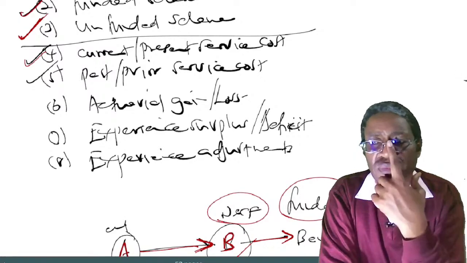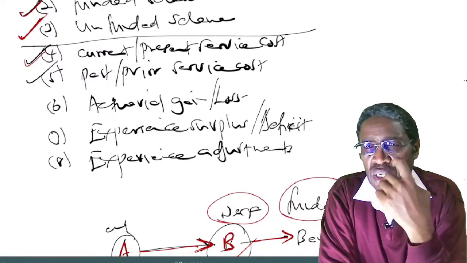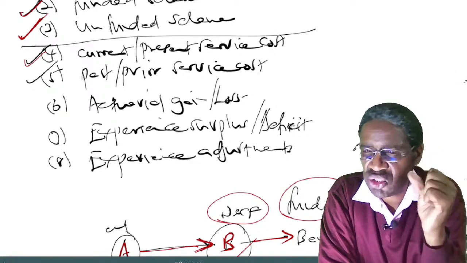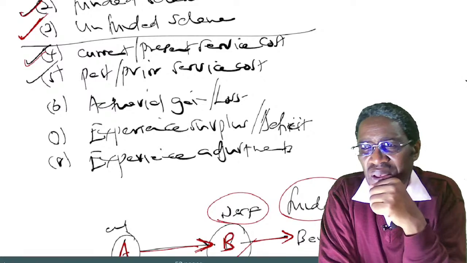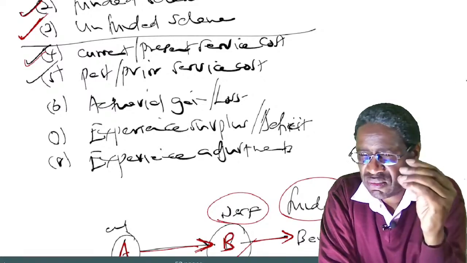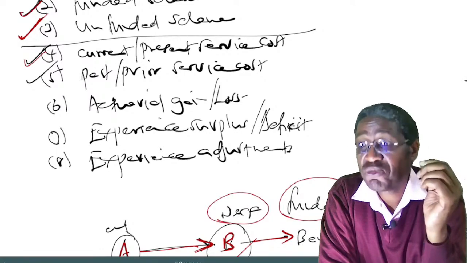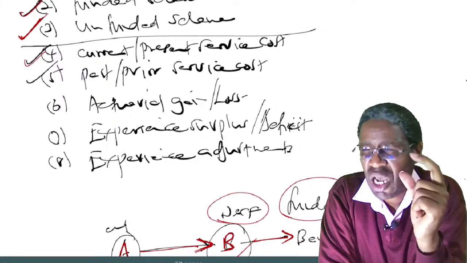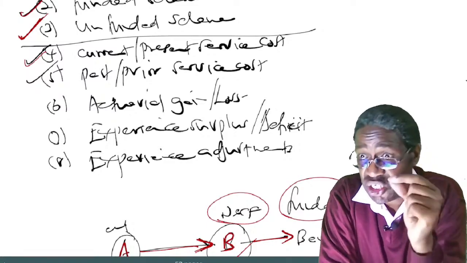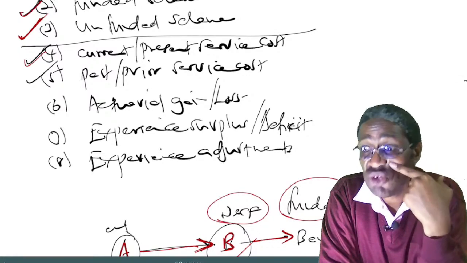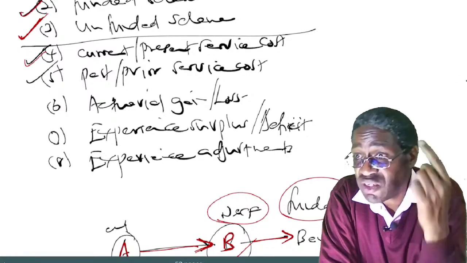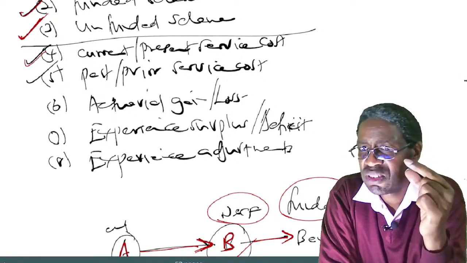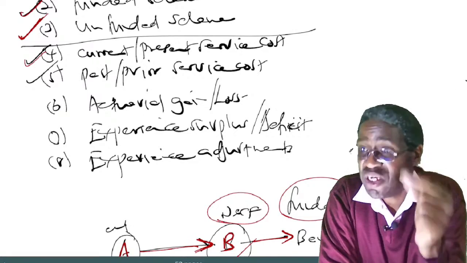Then you say this. These are contributions made for services rendered after a pension scheme has been initiated.